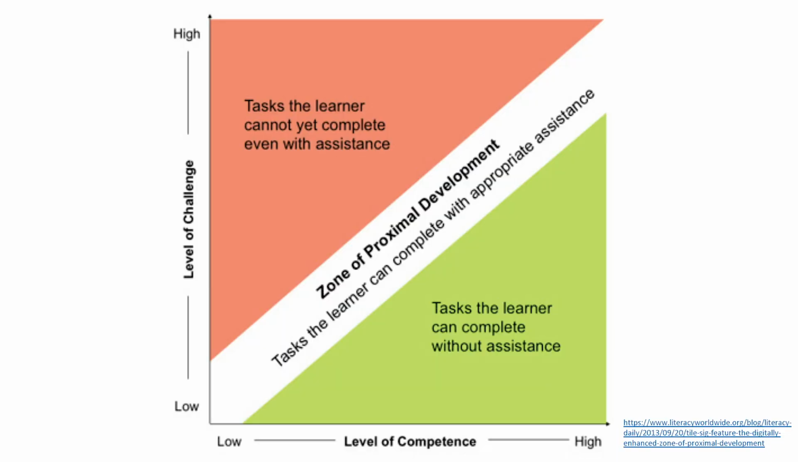This is a schematic of the ZPD. So you have here what you can do without assistance, what you can do with some assistance, or in the zone of proximal development, and then things that are just beyond what you can do. Of course, a couple of things matter. One is the challenge level of the task at hand, and the other would be the level of competence that you're bringing to the situation. So it requires sensitive scaffolding.